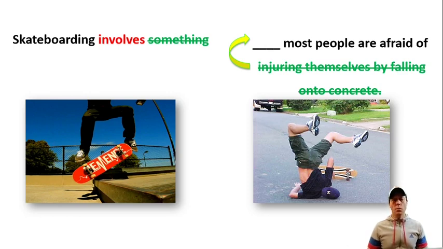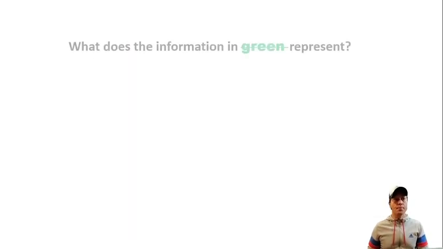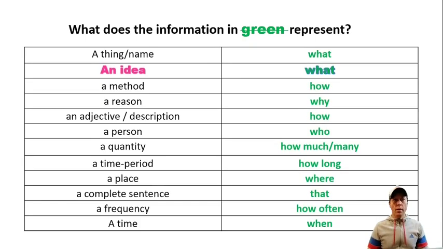What is this? What kind of information is this part? The green that's got the line through it. Let's have a look. It's an idea. So if you have a gerund phrase from the beginning, for example, injuring yourself, that is actually a noun phrase in itself. It's another way to create a noun phrase. A gerund phrase is a noun phrase. It's an idea, a concept. Therefore, we use the word what to substitute that information, and this is how it works.